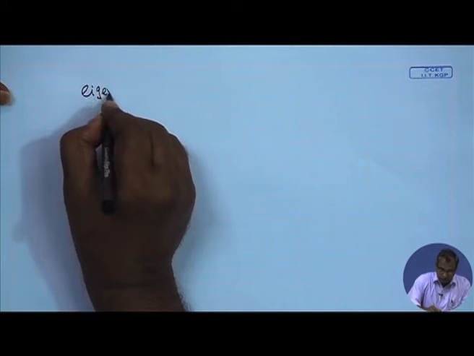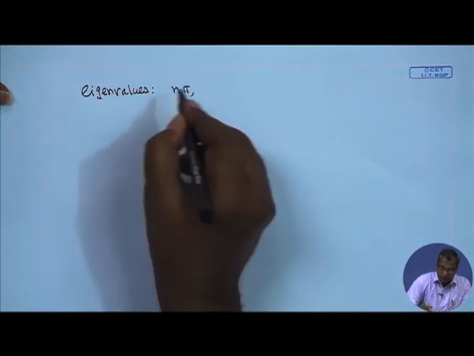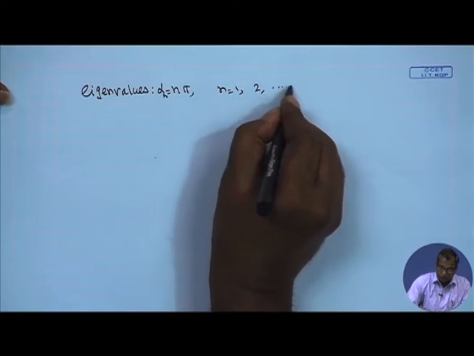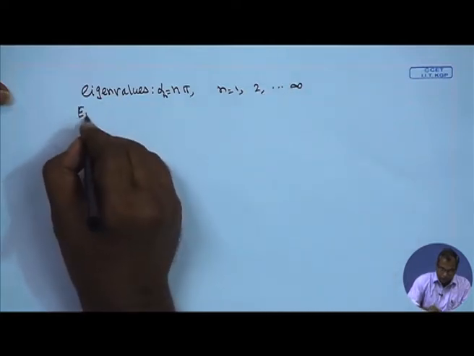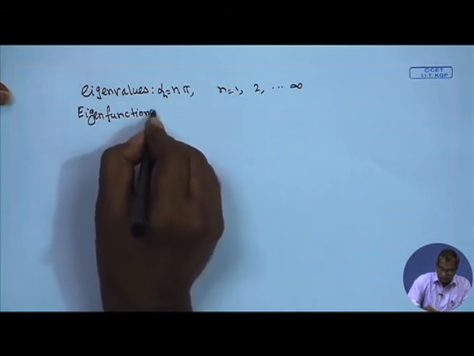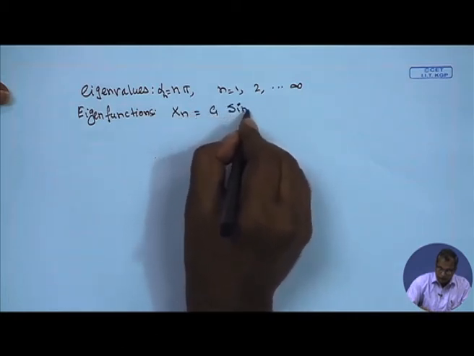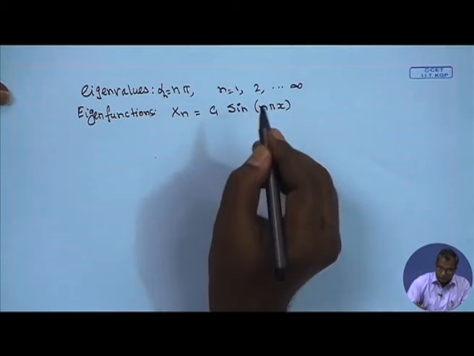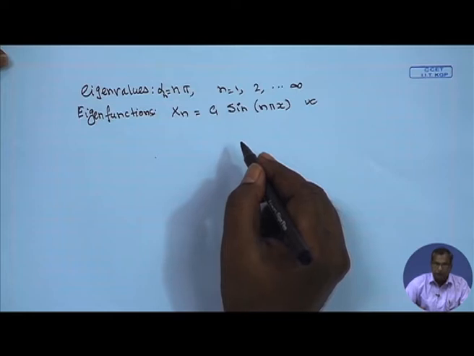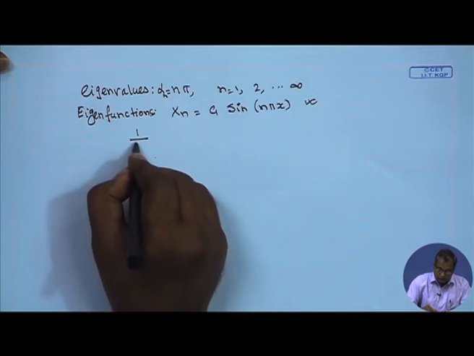So the eigenvalues are alpha n is equal to n pi, n runs from 1 up to infinity, and the eigenfunctions are X n is equal to C1 sin n pi x. Okay. So that completes the solution of the x varying part, or spatially varying part. Now we will be looking into the time varying part. So, let us look into the time varying part.